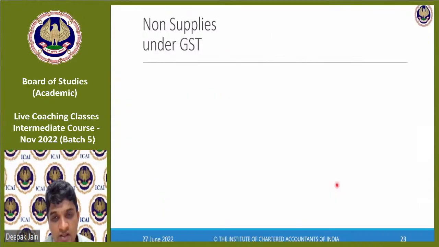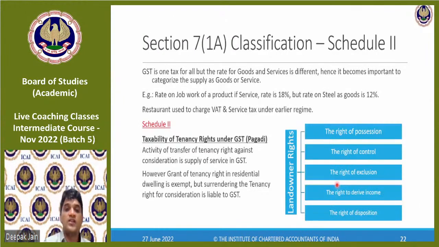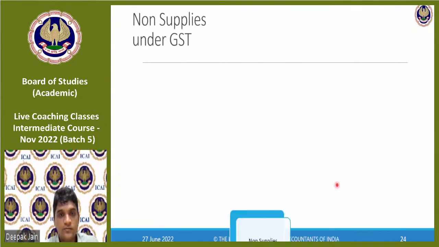That Pagdi, what we had discussed, no? If I get a one-time settlement for giving away my right of collection of rent, generally it is exempted if I have got monthly rental for residential purposes. But if I do a one-time activity of giving away this collection of rent business, then that collection of one-time amount is called Pagdi, and that is liable to GST. Okay.